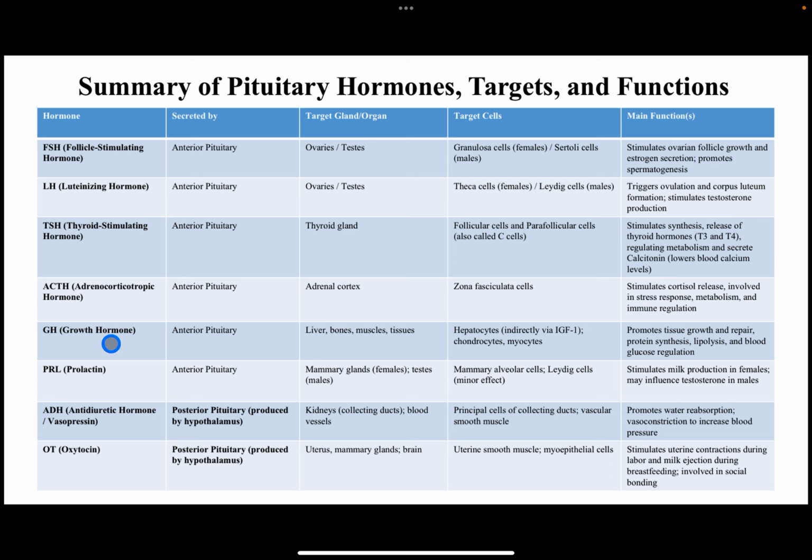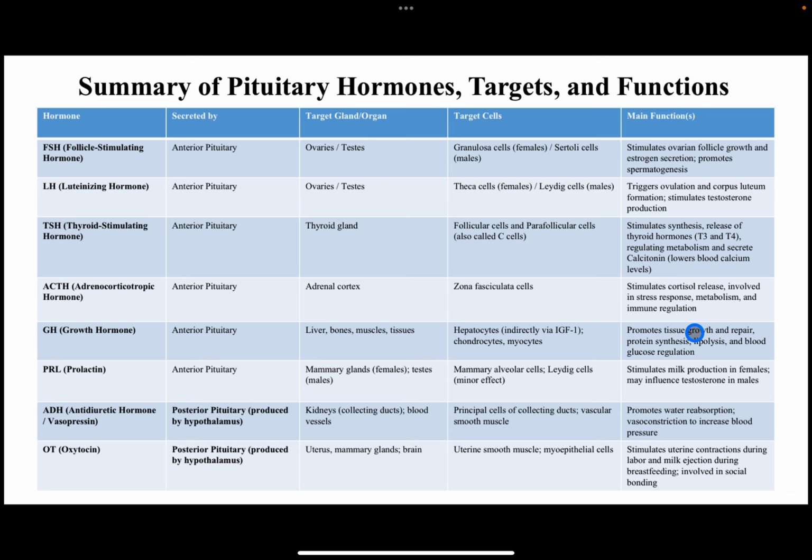Okay, now growth hormone, which is also produced in the anterior pituitary, targets the liver, bones, muscles, and tissues. The specific target cells in the liver are the hepatocytes. Is that okay? And then for bones, we have the chondrocytes. For muscles, we have the myocytes. Is that okay?